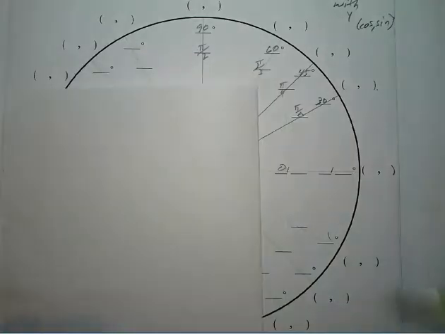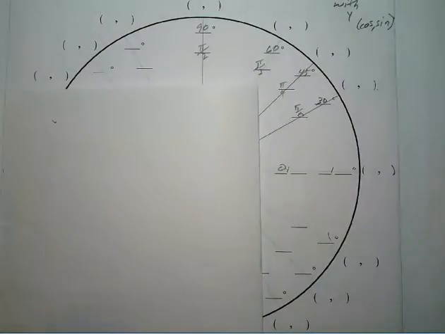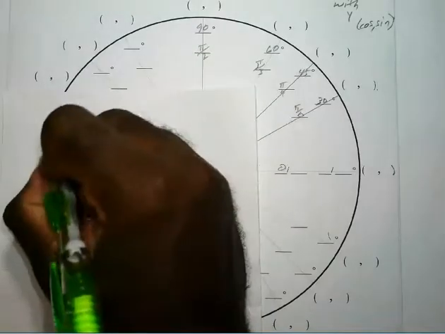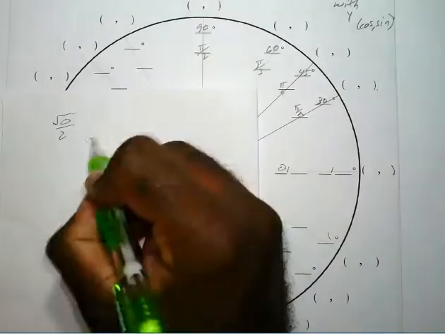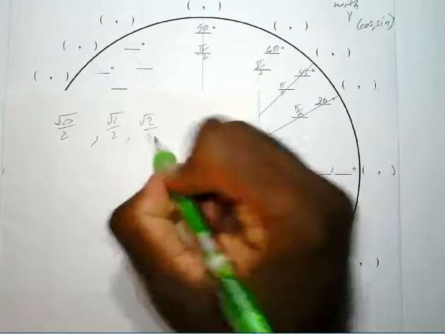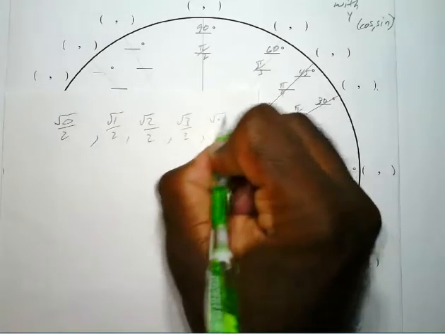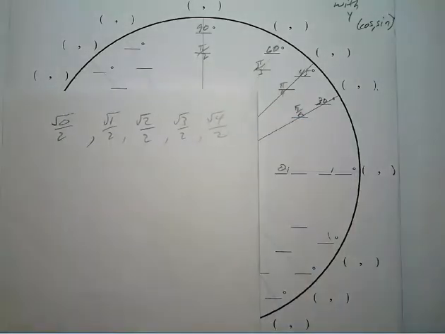We're going to start with our y. Oh, pencil lead broke. Let me do a little extra. There we go. Square root of 0 over 2, square root of 1 over 2, square root of 2 over 2, square root of 3 over 2, square root of 4 over 2. That's the trick.